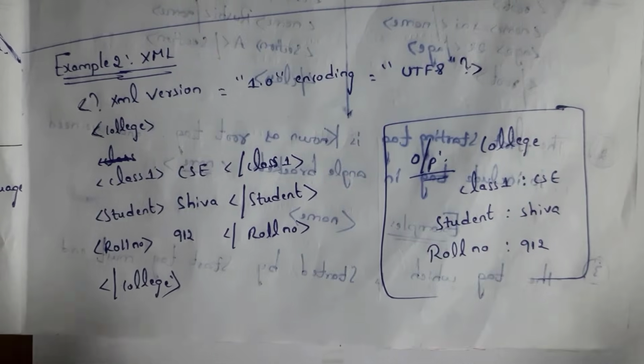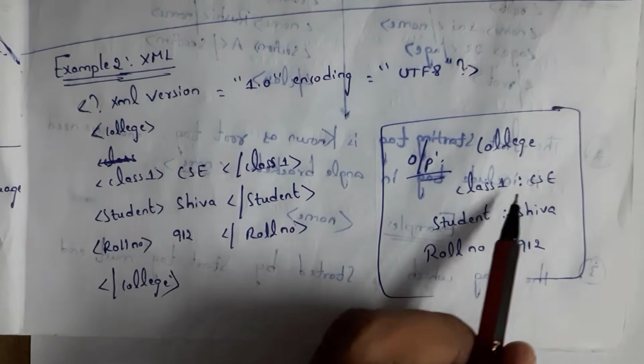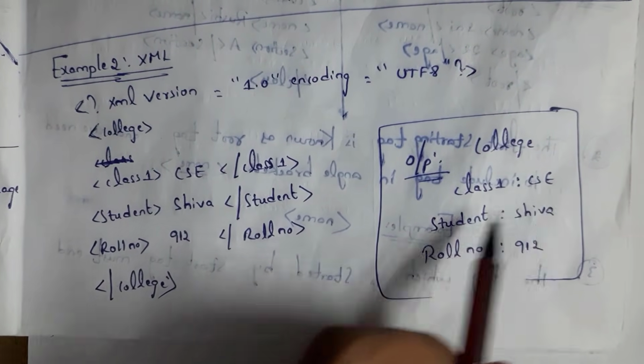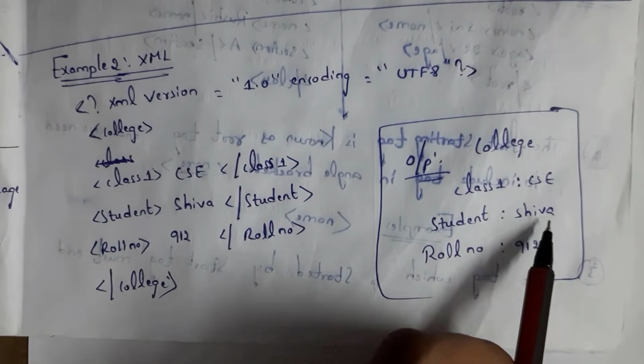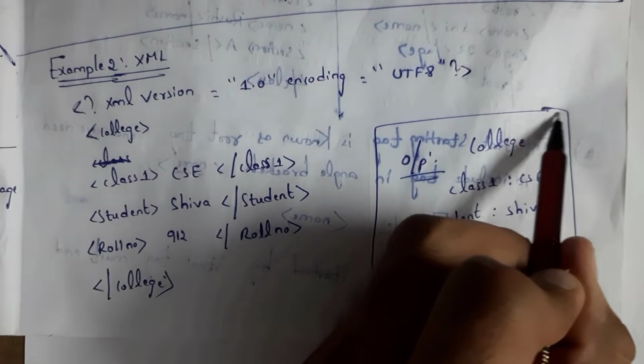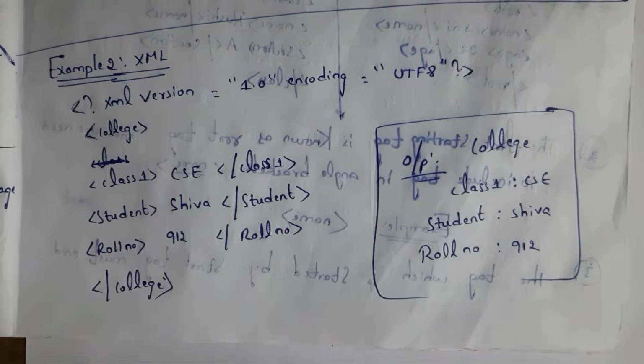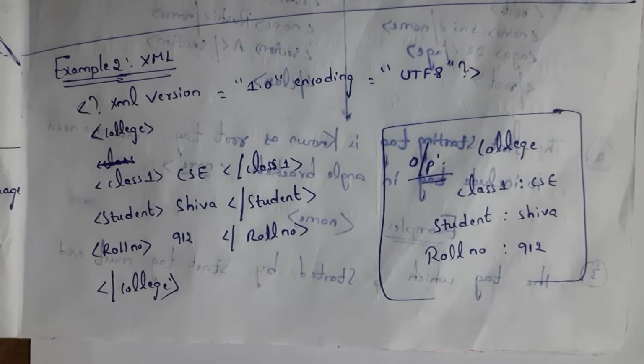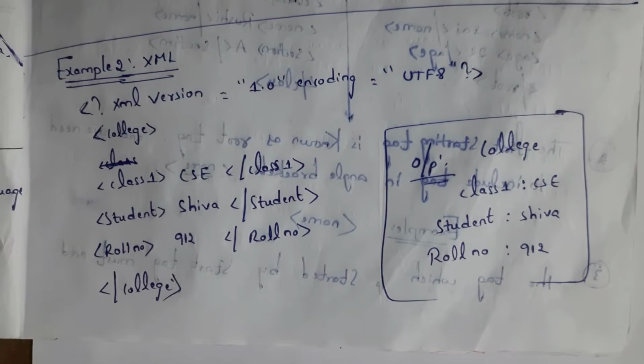After writing this, the output looks like college and class 1, that class name is CSC, and student, his name is Shiva, and roll number is 912. This is the output for this program. This is a simple example program of XML.